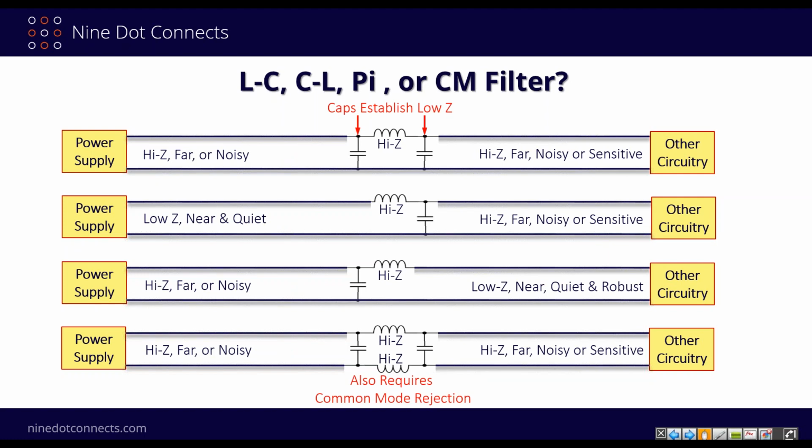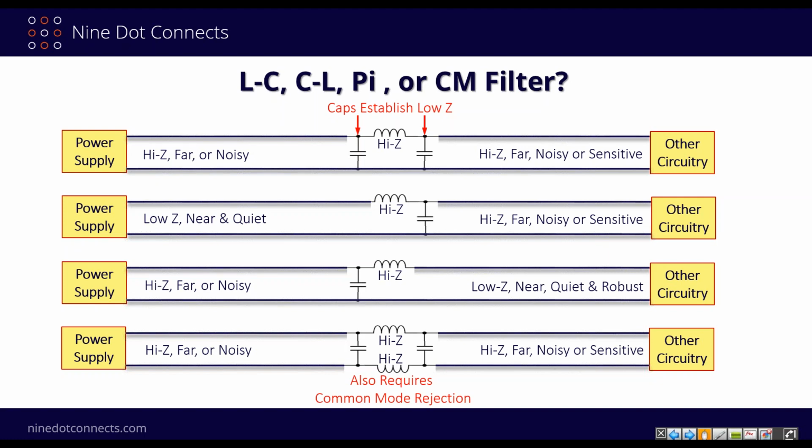Take the top example. If you have a power supply that's high impedance, far away or noisy, then that's not a good thing to be starting with, sticking into your inductor. But if you establish that capacitor right at the inductor, you've established a low impedance point. Similarly, if your circuitry is high impedance, far away, or noisy, or sensitive to anything that might be coming in, you've got to peg it down. So if you put another capacitor right on the other end of that inductor, you're actually stabilizing it there. You're defining it near zero impedance to high frequencies at that point, and hence that filter can do its work.